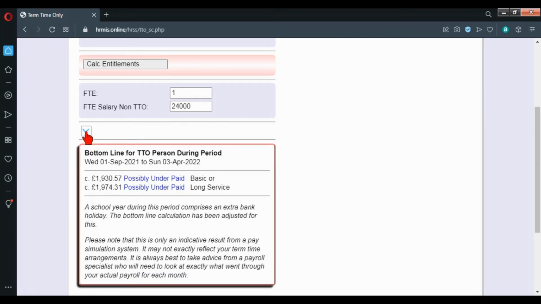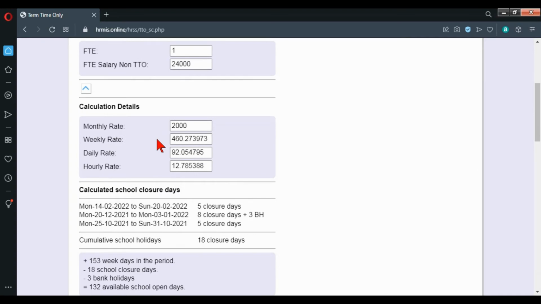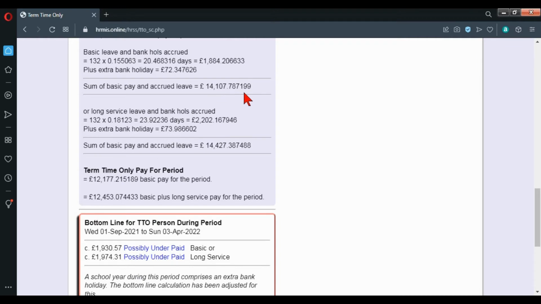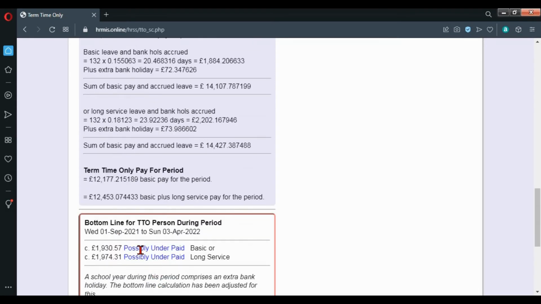Okay, why is the simulation saying that a person paid for the autumn and spring terms and then leaving is possibly underpaid? Let's open the drop down and look. To summarise, it is because, for example, in respect of someone without long service leave, the sum of basic pay accrued for that period should have been at least £14,107 plus. But the term time only person only received £12,177 plus basic pay for the period.